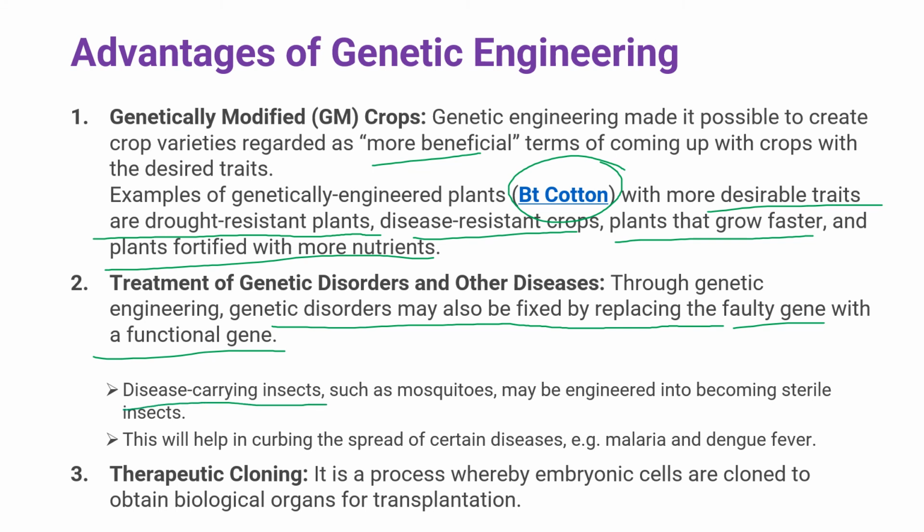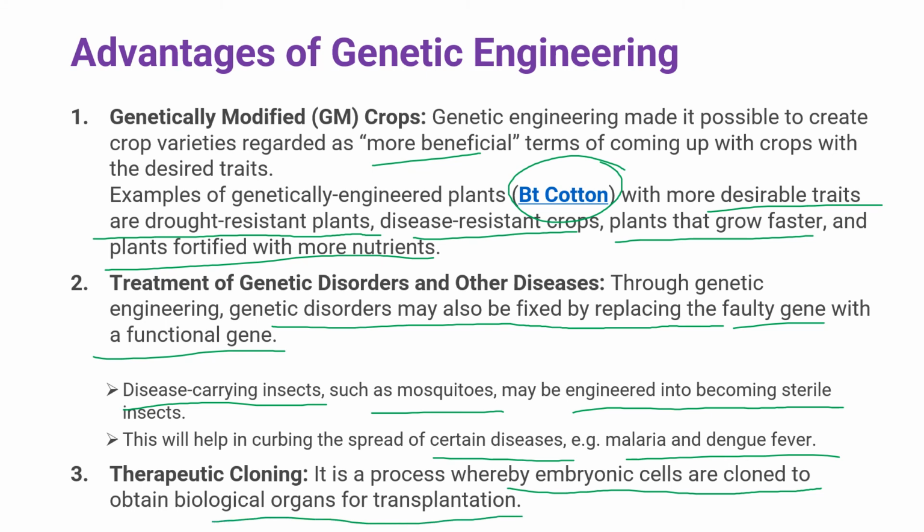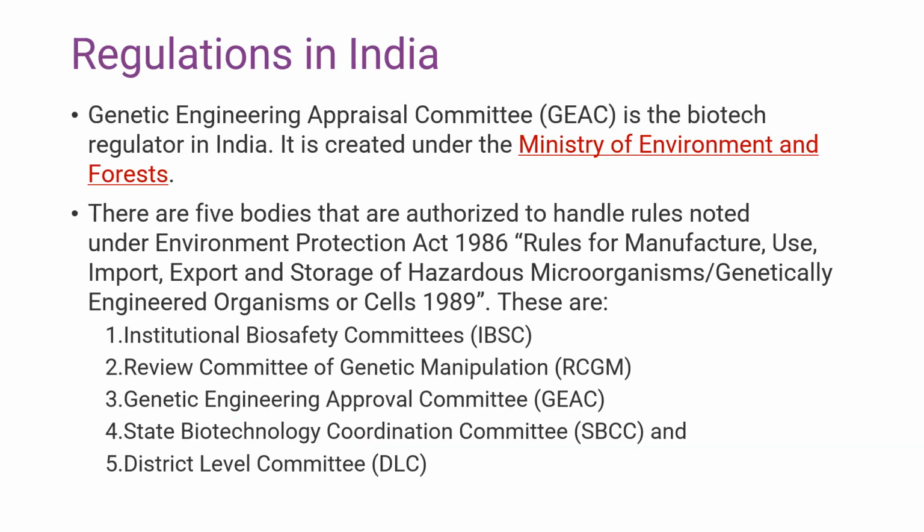The disease carrying insects such as mosquitoes may be engineered to become sterile insects so that malaria or dengue cannot be transmitted. This will help in curbing the spread of certain diseases, malaria and dengue fever. Then therapeutic cloning, a process whereby embryonic cells are cloned to obtain biological organs for transplantation. Also, we can create artificial organs using genetic engineering technology, where stem cells are cloned and able to grow into an organ. These artificial organs will be helpful for organ transplantation.